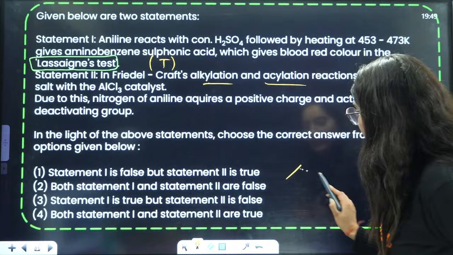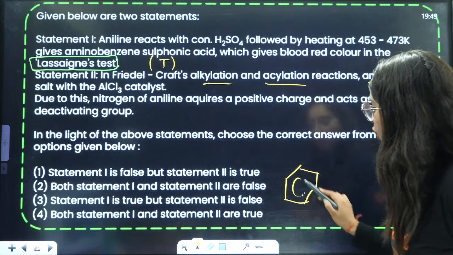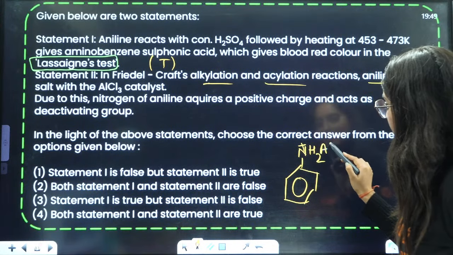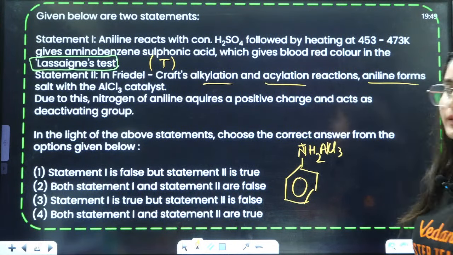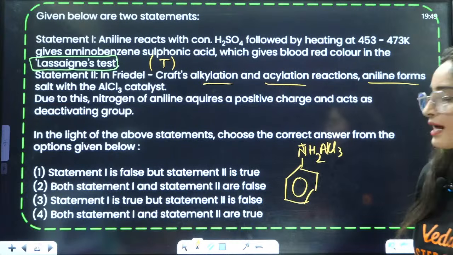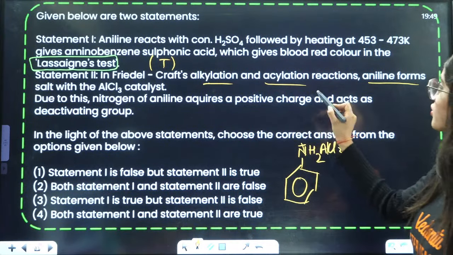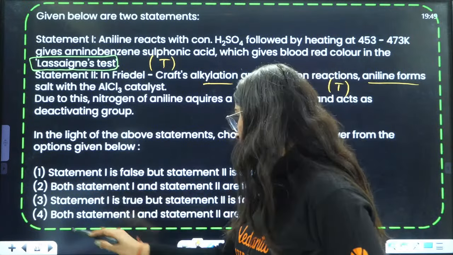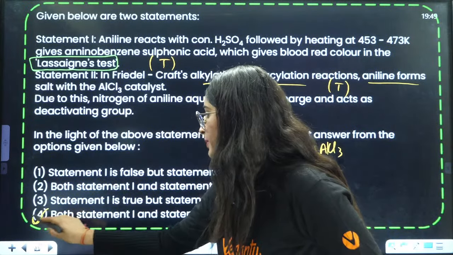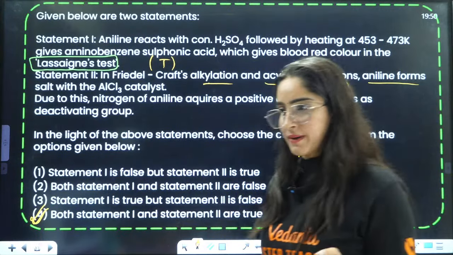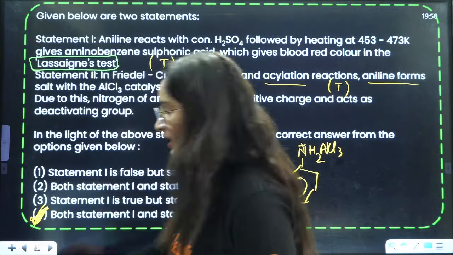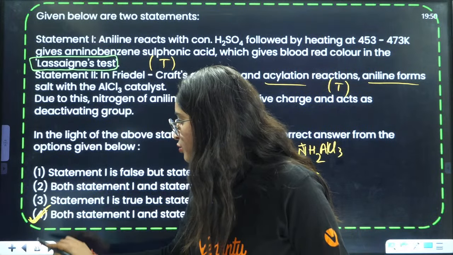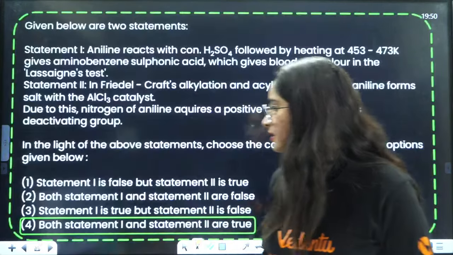Why? Because aniline will form salt with this NH2, right? It will become this AlCl3, right? This will be the answer that you will get, right? That is why this is also the true statement. So both the statements are true. Both are true, right? So fourth will become the correct answer, that both the statements are true. Yes, it's a sulfonic group. Yes. So if both the statements are true, that is fourth is the correct answer, right?